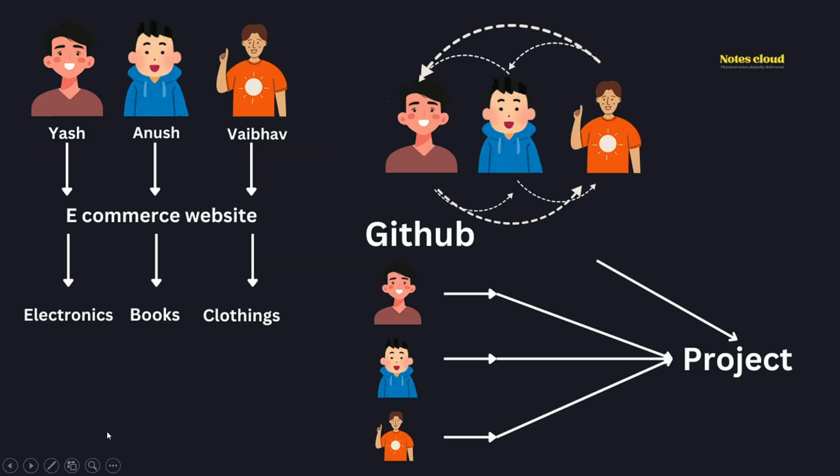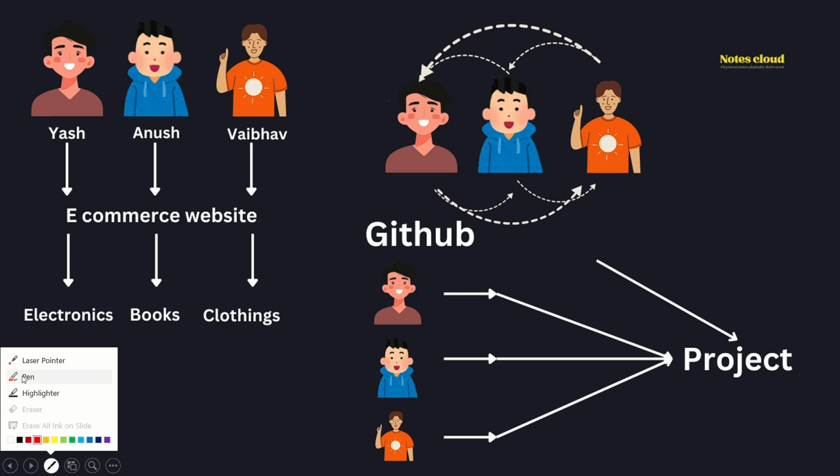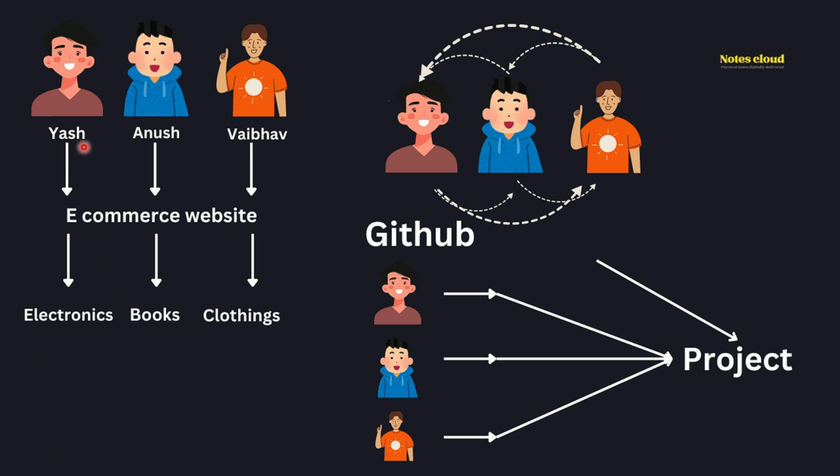To explain this more clearly, let's take an example. Imagine three developers, Yash, Anush and Vaibhav, are working on a project together. The project is an e-commerce website and they have decided to divide the work. Yash is responsible for the electronics section, Anush is handling the books section, and Vaibhav is in charge of the clothing section. Initially they are working on these parts separately. But when it's time to combine the work, they are doing things in a very inefficient way.